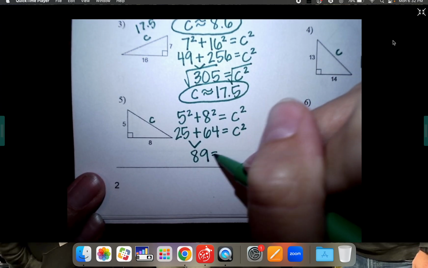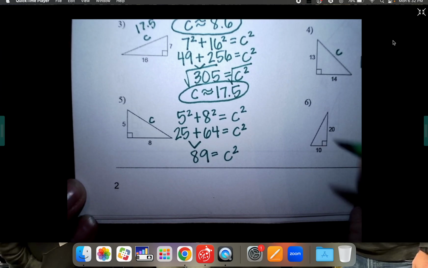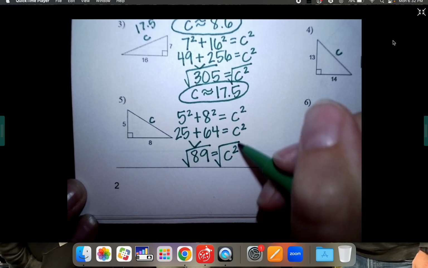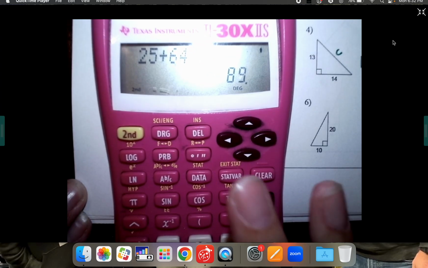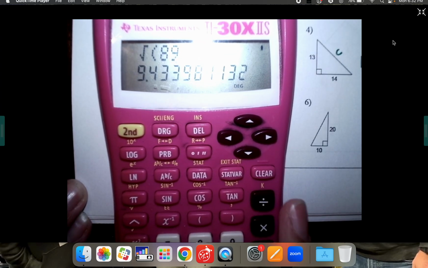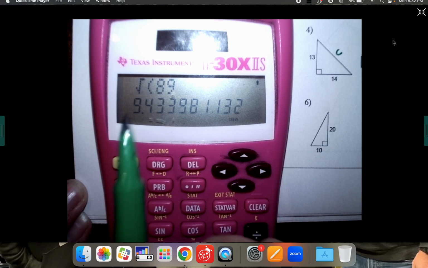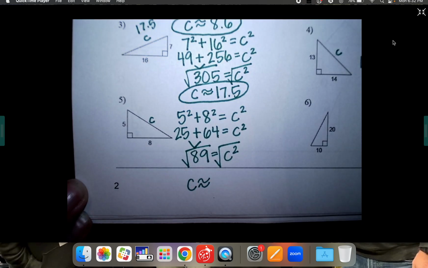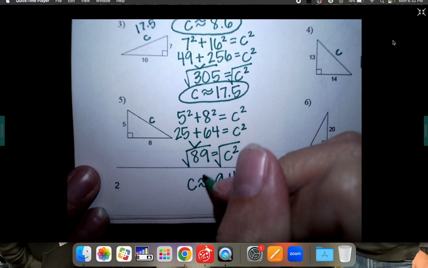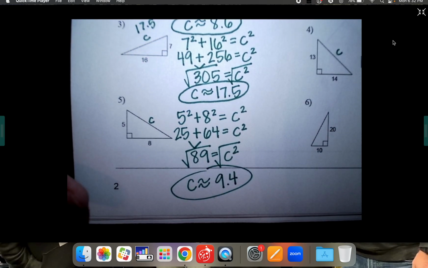And that is not my answer. That is the answer before I square root it. So once I square root 89, I get about 9.4. The 3 does not bump it up, so it's just 9.4. So about 9.4, and that's the answer there.